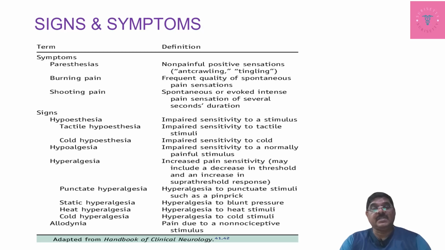Hypoesthesia means impaired sensitivity to the stimulus. Hypoalgesia means impaired sensitivity to a normally painful stimulus. A normally painful stimulus that doesn't cause pain, that is hypoalgesia. But impaired sensitivity to a normal stimulus is called hypoesthesia. And hyperalgesia means increased pain sensitivity to normal pain stimuli. So there is punctate hyperalgesia, static hyperalgesia, heat hyperalgesia, and cold hyperalgesia.